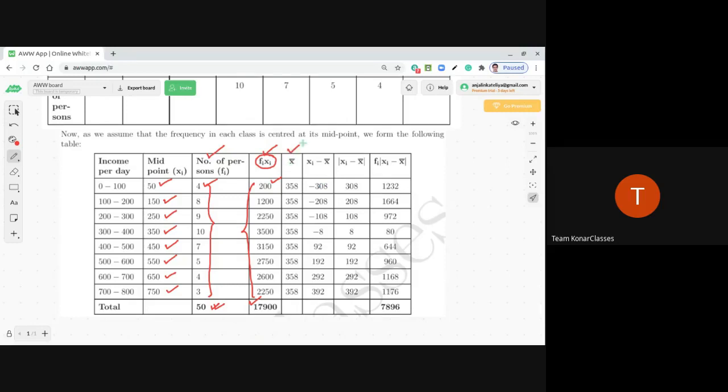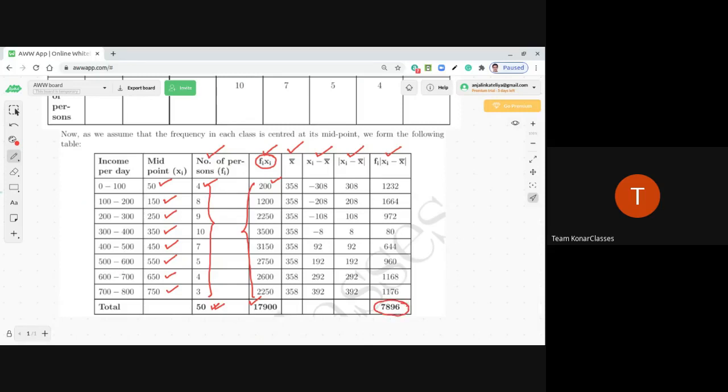And that is why we wrote the mean. After that, you need to compute xi minus x bar, and we know how to compute all these things, and you need to take their absolute value, modulus of xi minus x bar, and then multiply it by fi, and then we get the sum of all those values as 7896.